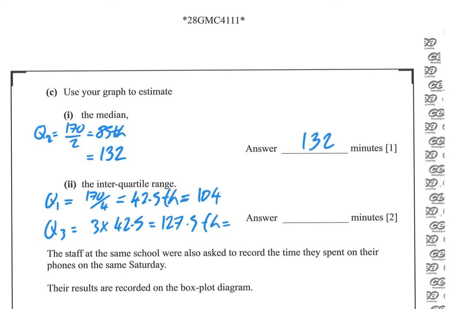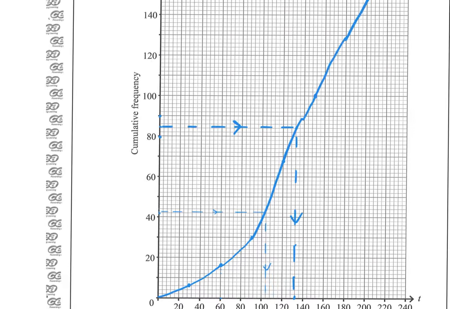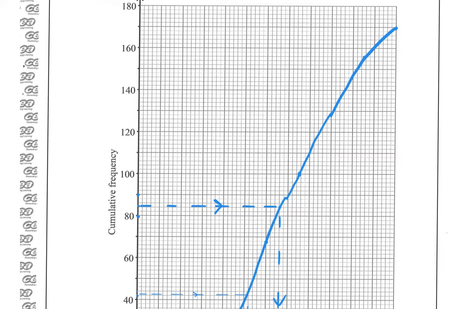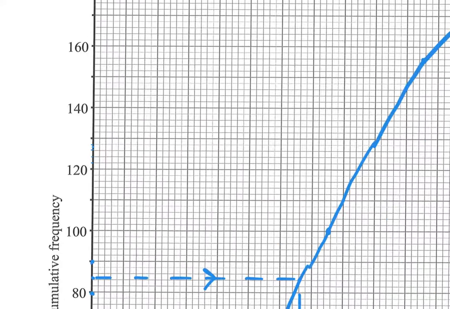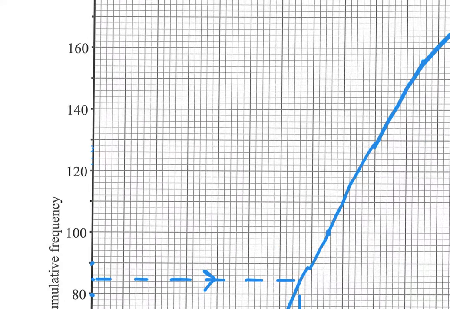Next one was 100. Q3 was 127.5 value. So 127.5 value. So we'll zoom in on this again. That's going to be 122, 124, 126, 128. So 127.5 is somewhere along here. So let me zoom out again.